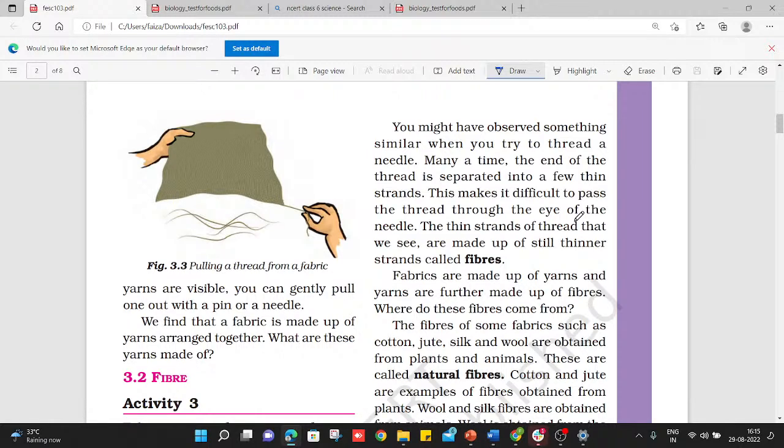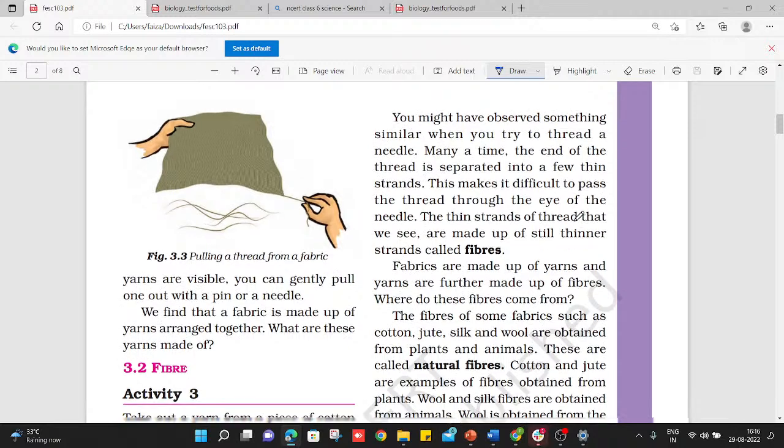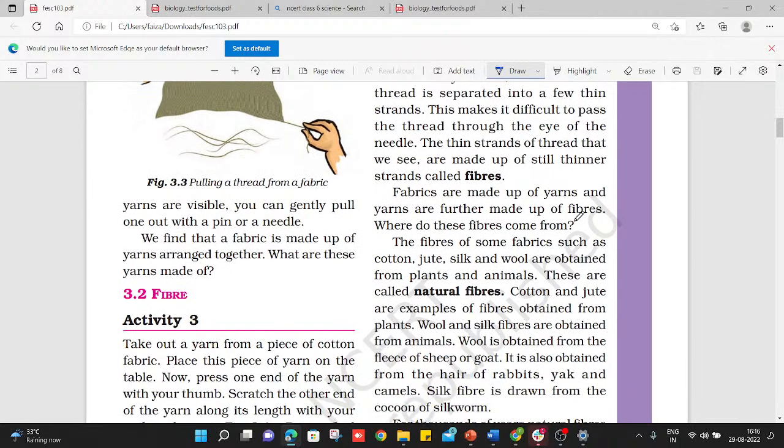Okay, where do these fibers come from? The fibers of some fabrics such as cotton, jute, silk, and wool are obtained from plants and animals. These are called natural fibers. Cotton and jute are examples of fibers obtained from plants.